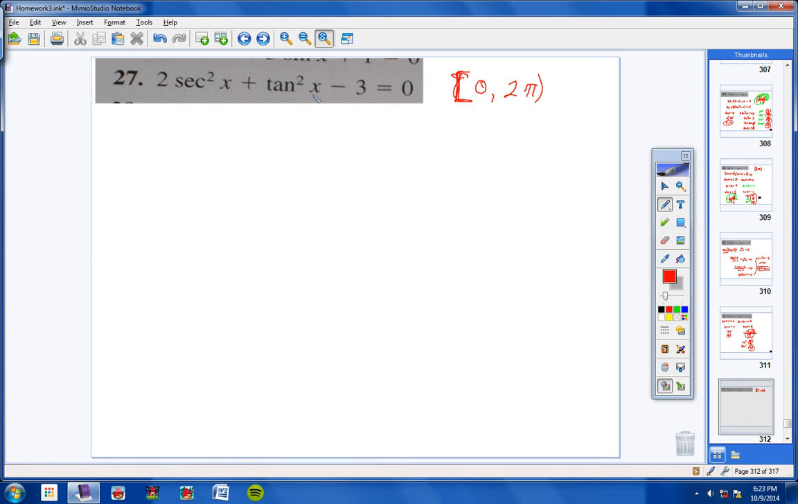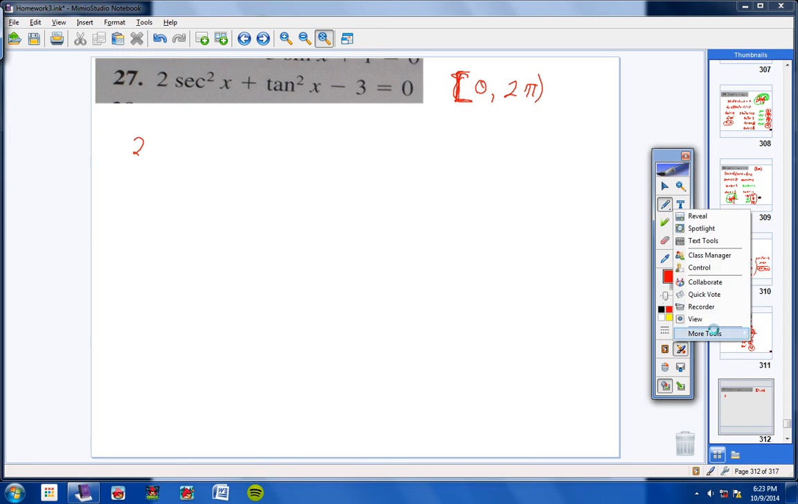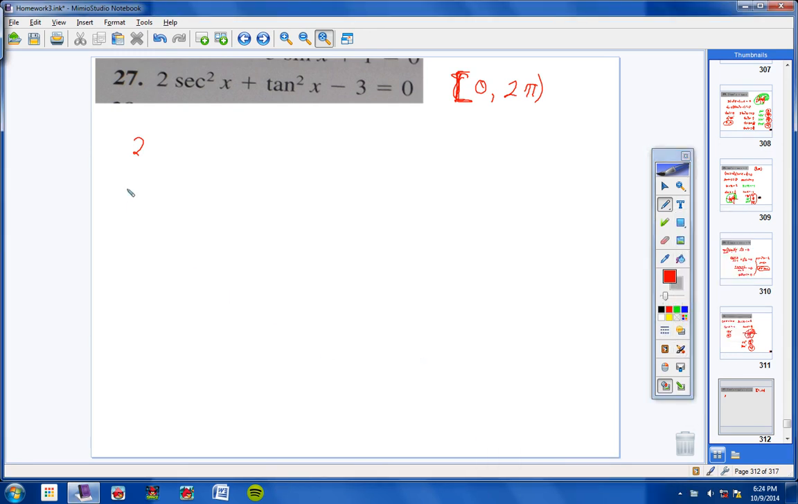So we're going to have to make a substitution here, in which we either get rid of secant or tangent. Now, the first thing that I think of when I see this is the Pythagorean identity. Okay, students, now for secant squared, I'm going to put tangent squared x plus 1, and then bring down my tangent squared x, and then bring down my -3.